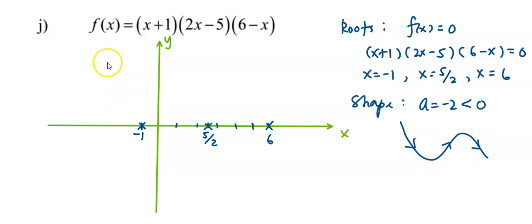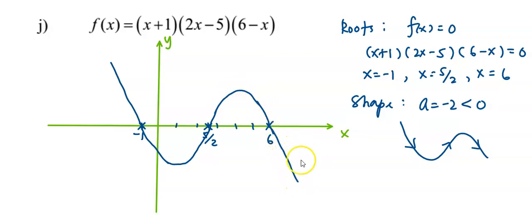So the shape will be going down and passing through negative 1, passing through the y-axis, and then reaching the local minimum, it will go up again, passing through 5/2, until reaching the local maximum point, then go down again, passing through 6. Again, the function doesn't have any restriction on the domain. We just put arrowheads to show that the graph is going to infinity and negative infinity.